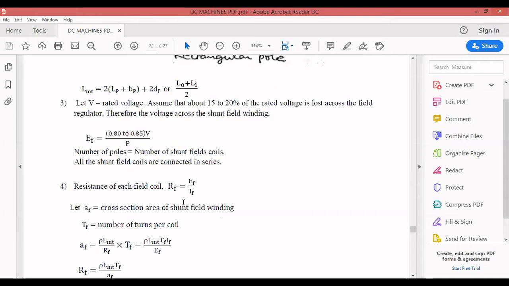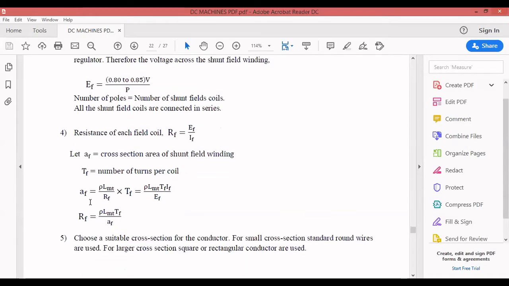Next, AF. I can give the formula now. AF is nothing but rho LMT by RF, similar to area. Area is equal to rho LMT into TF divided by RF. This is the formula. Next, for RF you put this formula EF by IF, then EF, IF will go to the numerator. So AF is equal to rho LMT TF divided by RF. Then I want RF.